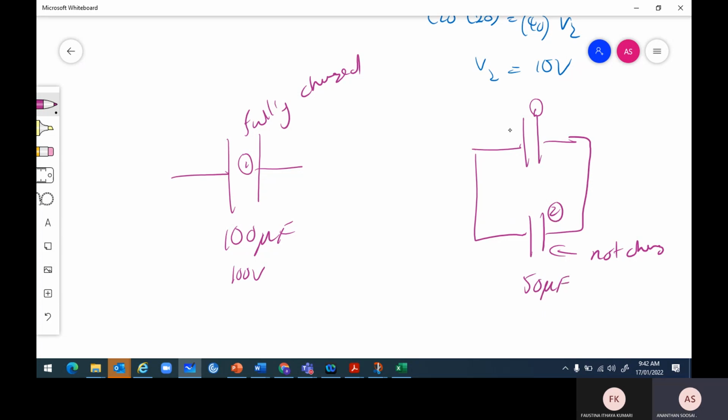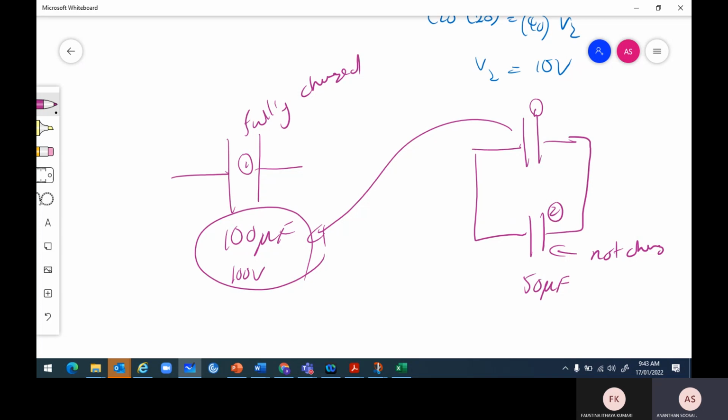The first capacitor is fully charged. It is connected to another capacitor which is not charged. So what will happen? The charged capacitor is like a battery, a power supply. The charge will flow from the charged capacitor to the uncharged one, because there is a potential difference of 100 volt. If there is a potential difference and it's a closed circuit, current starts.